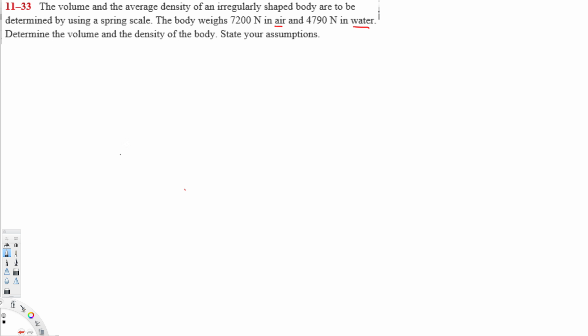So first of all, we have to find the volume. In this case, they are measuring this one in the water, right? So it means this is an irregularly shaped object. If it's in the water, we can use the buoyancy force. So what is buoyancy force? It's like the reaction force by the water.